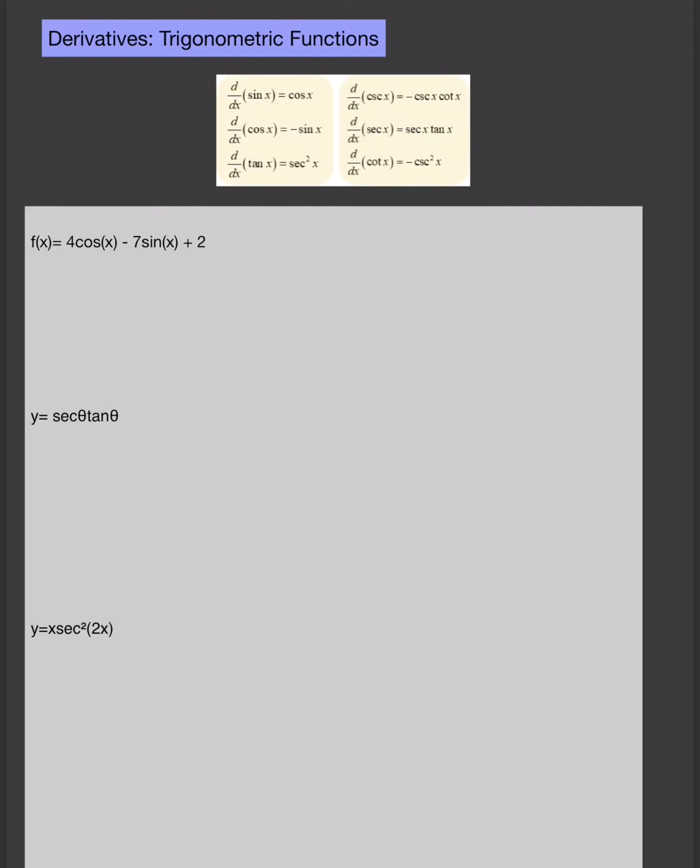Hey guys, today we'll be looking at derivatives of trig functions. So right here in this chart are all your trig functions, and it's good to know all these so you don't have to go back and look at a chart.